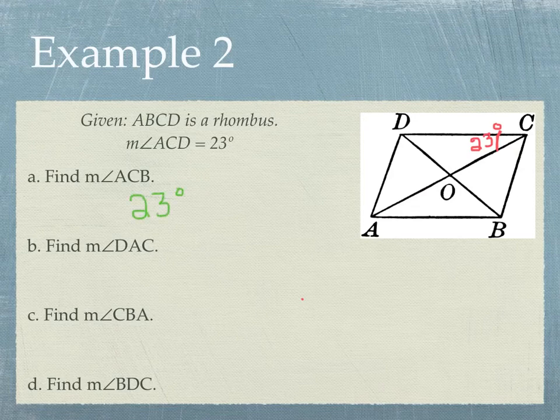So, angle ACB would be this one. What's the measure of that angle? 23. Okay. In a rhombus, the diagonals bisect both angles. So you draw that diagonal and it cuts this angle in half and this angle in half. And then you draw the other diagonal in and it cuts those two in half.